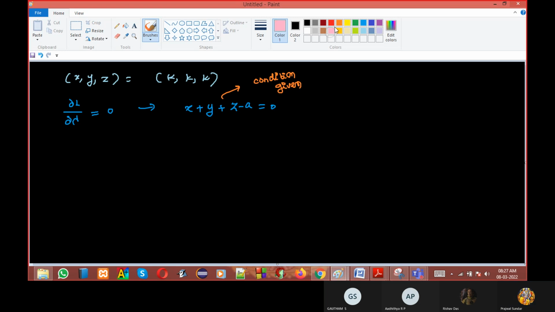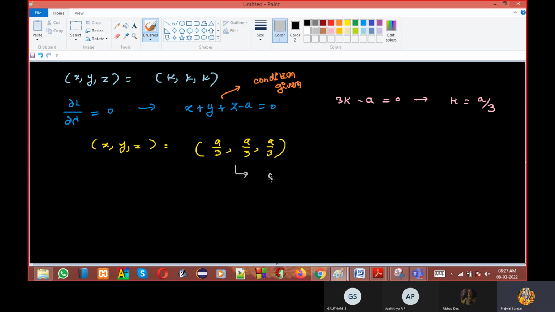What you will get? You will get 3k - a = 0, so k = a/3. So what I can say now? (x, y, z) will be (a/3, a/3, a/3). That's it. This is the stationary point. It may be minima or maximum, we don't know. Actually there's some other method which I saw on a YouTube video, but it's not given in ma'am's notes. So it may be maximum or minimum, we don't know. We don't need to worry about that.